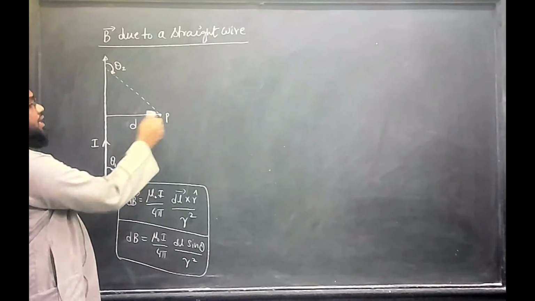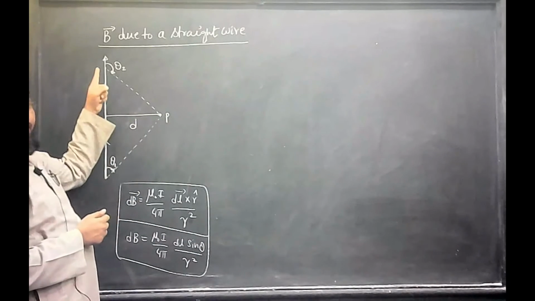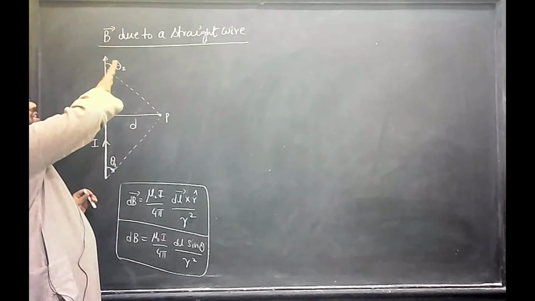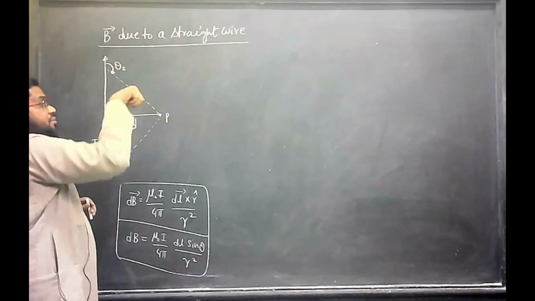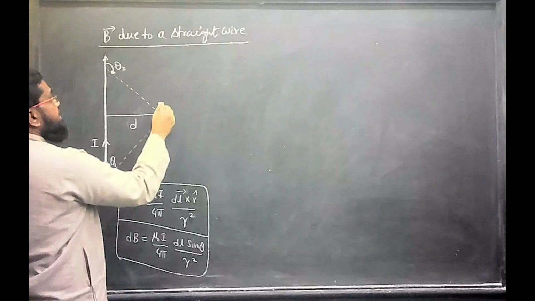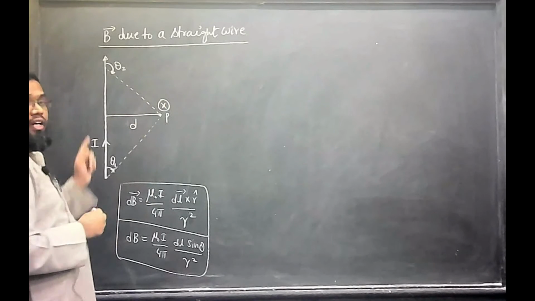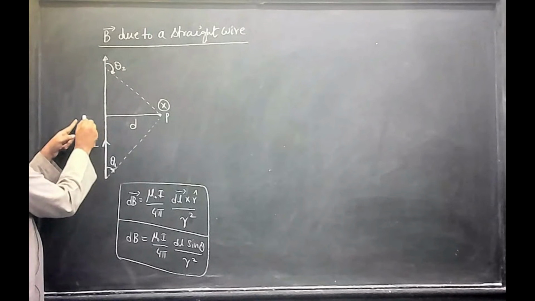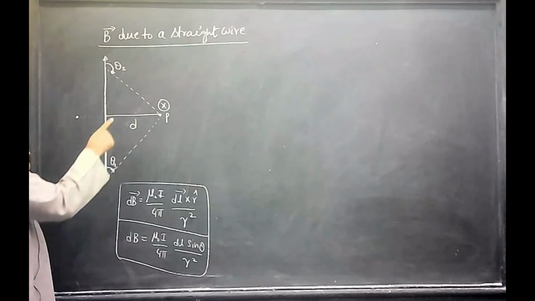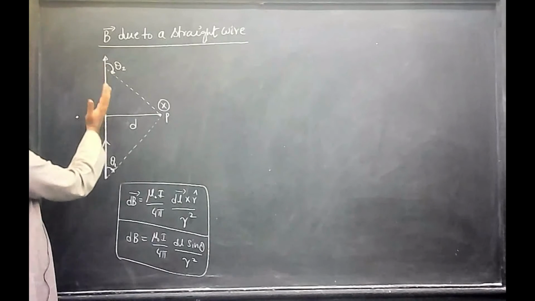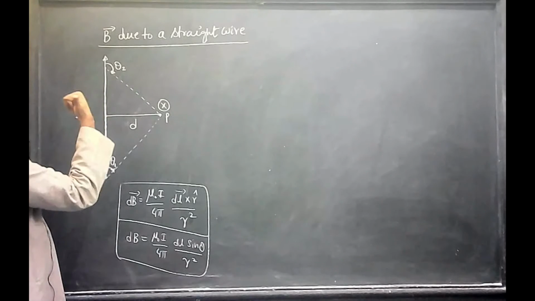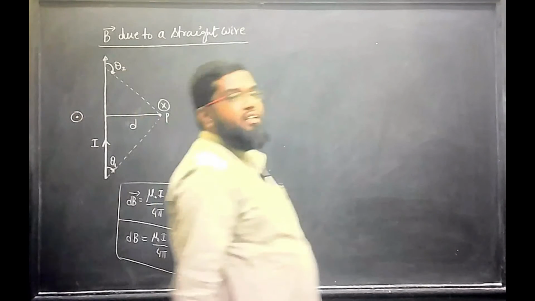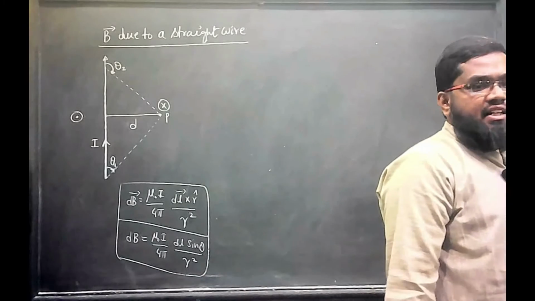Now at this particular point, what is the current direction? Upward. What is the r vector? In this direction. So you curl your fingers, I cross r, and the field will be into the page. So here the field will be like this. Then what about here? You take this particular point: this is the r vector, this is the I vector. Curl your fingers from I cross r, and it will be towards you. The magnetic field here is towards you. So I cross r is enough.